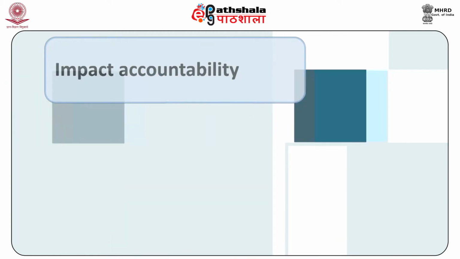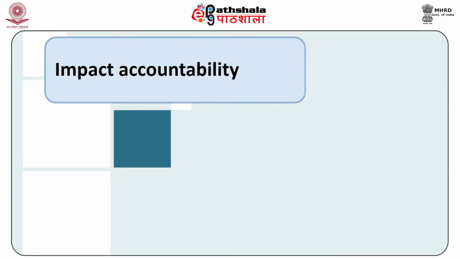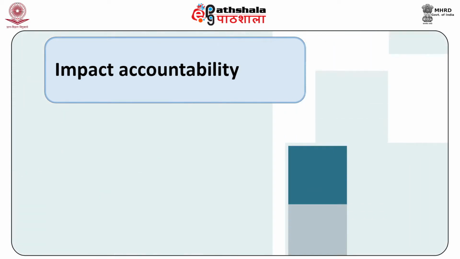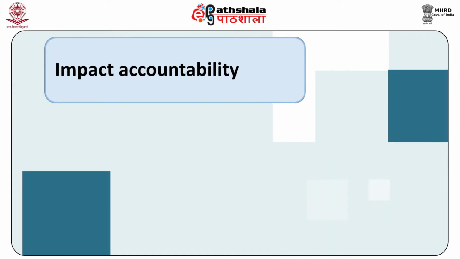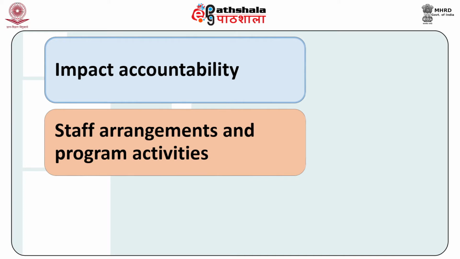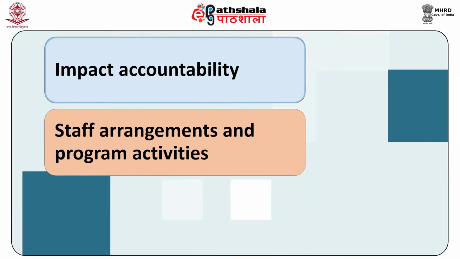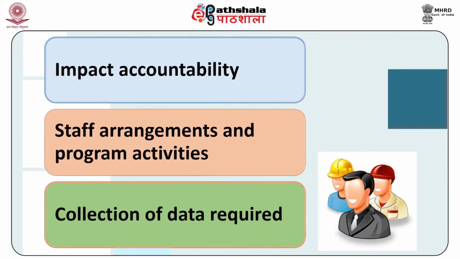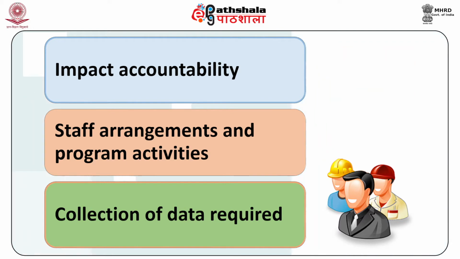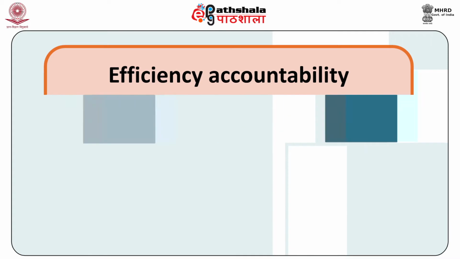In broader terms, the following are the most common types of accountability information that are required to be obtained in a study. Number 1, impact accountability. Impact accountability and evaluation of ongoing established programs is discussed in detail at the beginning stage. Staff arrangements and program activities can be organized in a way that will facilitate the collection of data required for estimates of impact. Efficiency accountability.